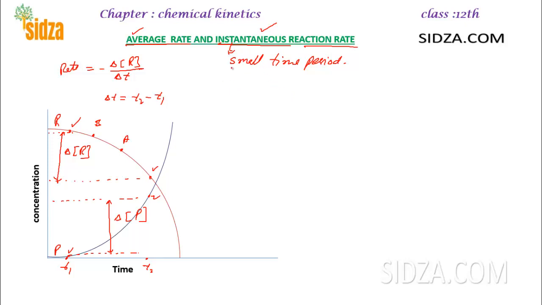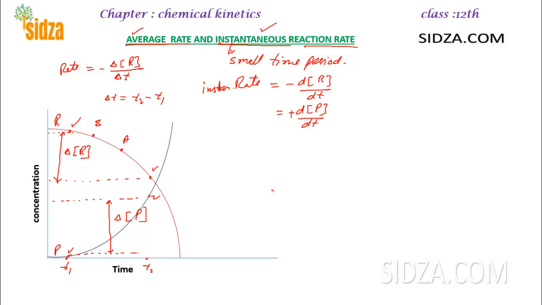So therefore we can say the instantaneous rate of reaction will be expressed as a small change in concentration of reactants by delta t, or we can also express it in terms of products, with a plus sign for the products: small change in the concentration of products divided by the delta t here. So that's the difference between the average rate and the instantaneous rate. The rate measured over a longer time interval is called the average rate, while the rate measured over a very small time interval is called the instantaneous reaction rate.